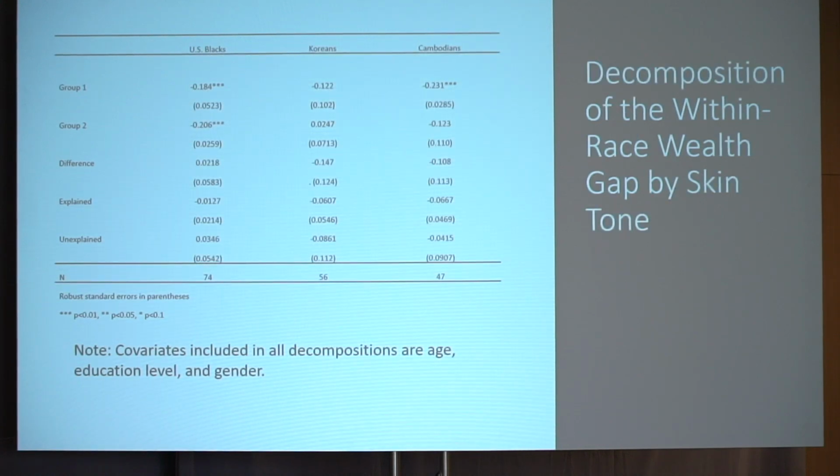And then finally, in terms of wealth, we do this decomposition by skin tone. And so given the very limited number of observations for some of the groups, here we are only able to perform decompositions for US Blacks, Koreans, and Cambodians.